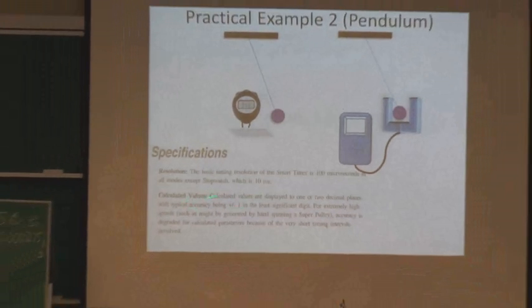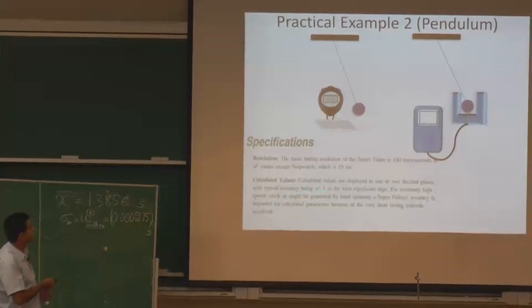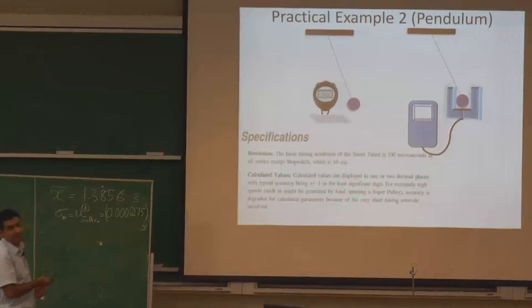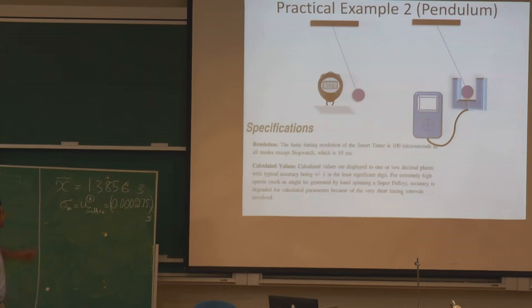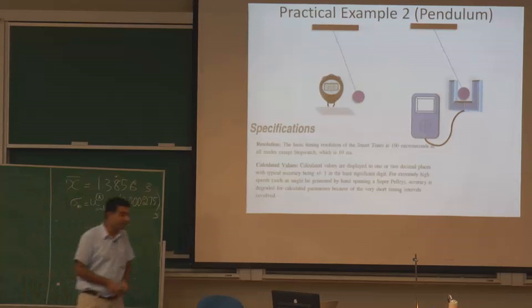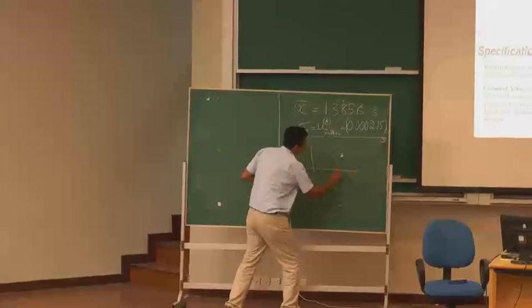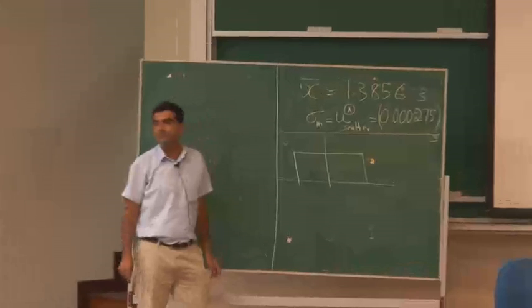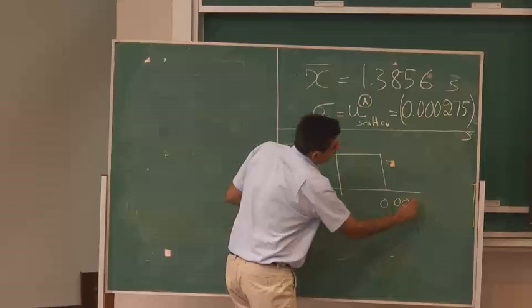For this particular instrument, it says that the calculated values are displayed to 1 or 2 decimal places with typical accuracy being plus minus 1 in the least significant digit. Different manufacturers come up with different mechanisms of stating the accuracy. So here the manufacturer states that the least significant digit could be off by plus minus 1. So now there is an uncertainty associated with the rating of this instrument. And that uncertainty is such that I can associate it with a uniform probability distribution with a half length of 0.0001.